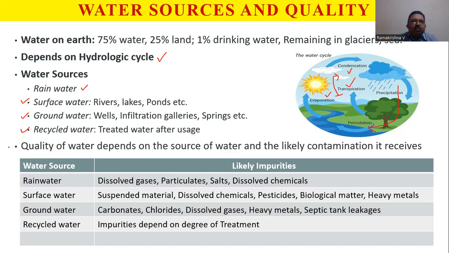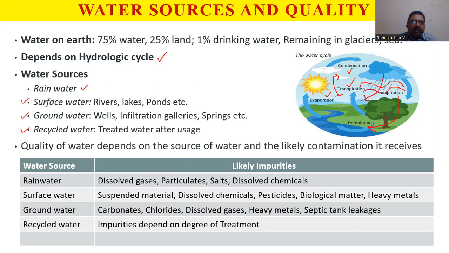Now let us look at the quality. What is the problem with these types of water sources? Rainwater is the first source of water. Earlier, we felt that rainwater was the purest form of water because it goes through evaporation and condensation, and all the unwanted things are removed. But what is happening is that, because of atmospheric pollution, this rainwater passes through the pollutants in the atmosphere.